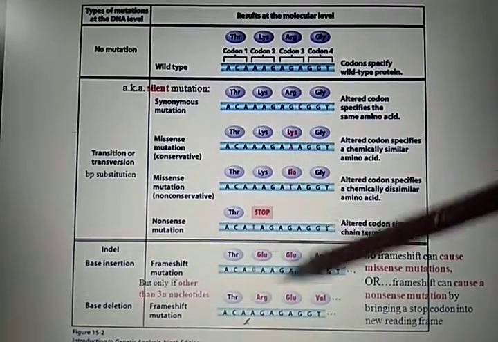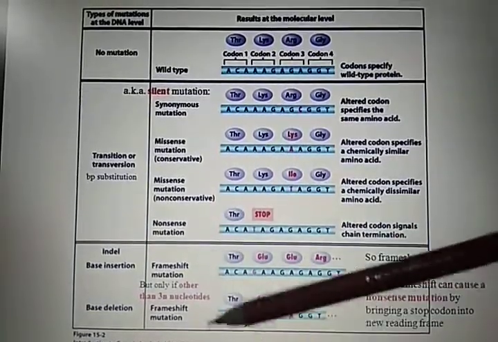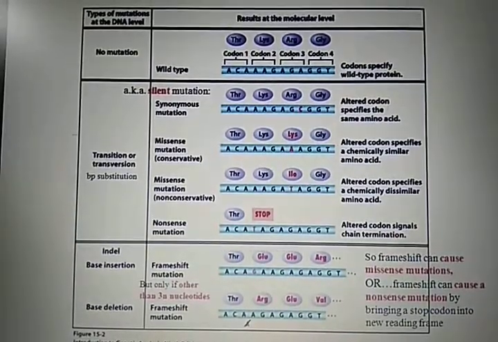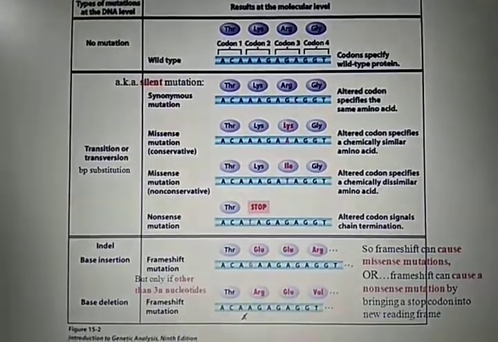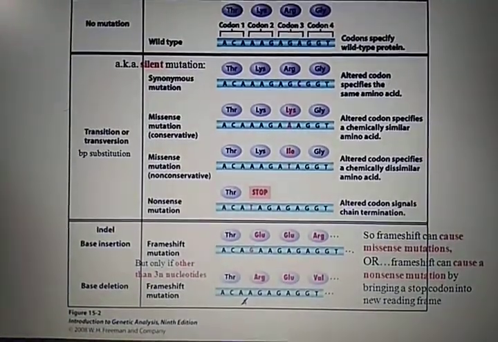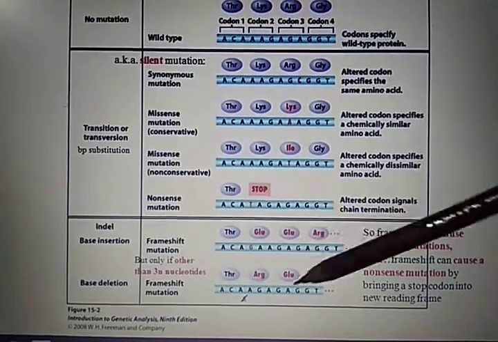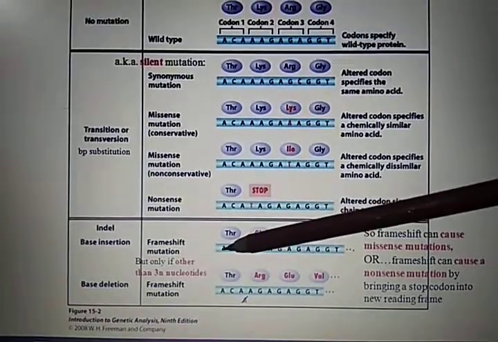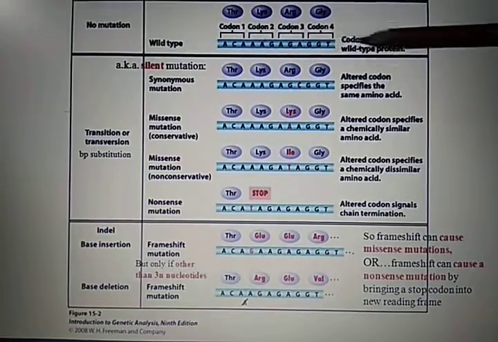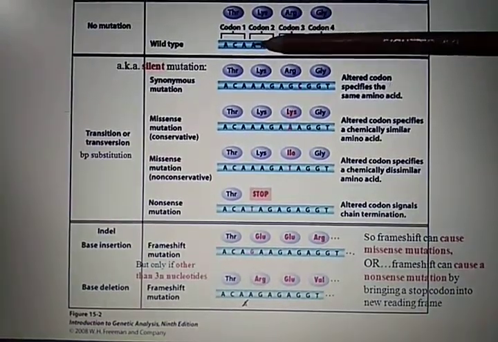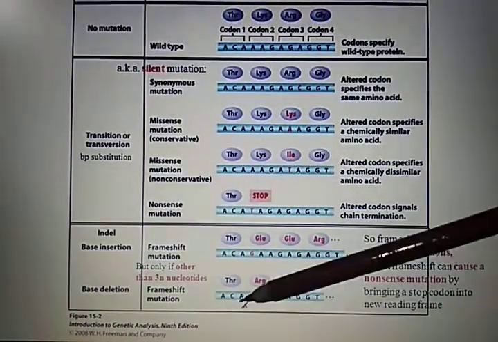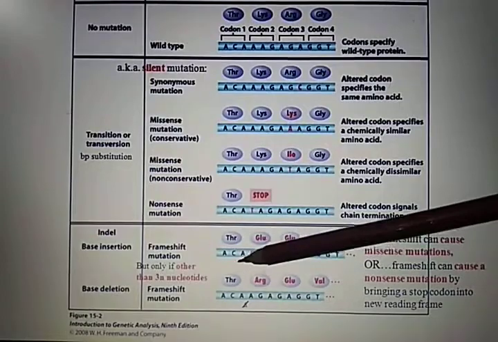Yet another type of mutation is frame shift mutation. See, what is frame shift mutation? When the reading frame of the genetic code changes, then this is known as frame shift mutation. It usually occurs due to addition or deletion of base pairs. For example, see, this is the normal form. ACA, AAG, and so on. When in the second codon A is replaced by G, then what happens? This is ACA, this is GAA.